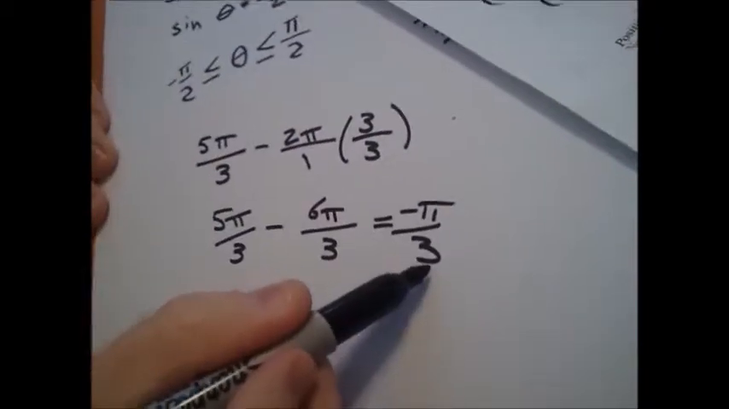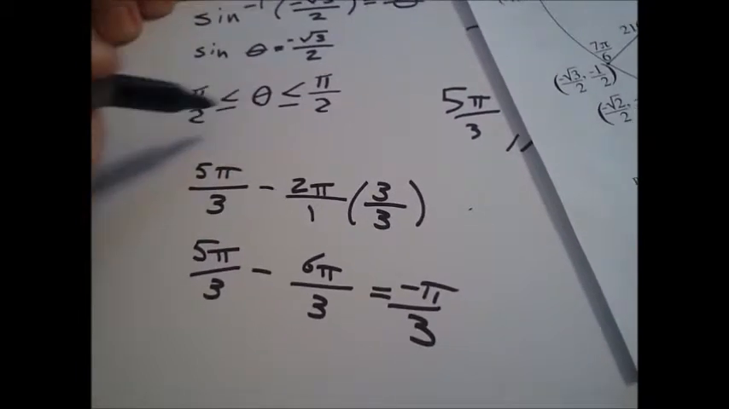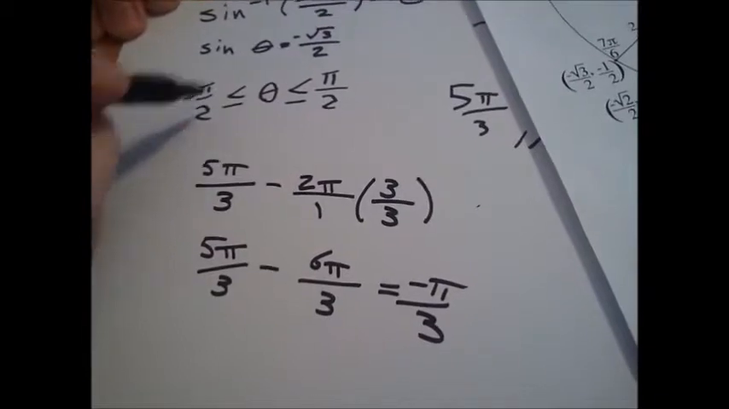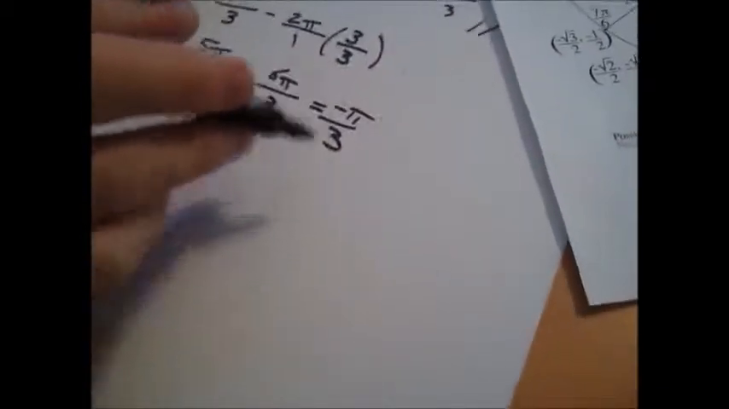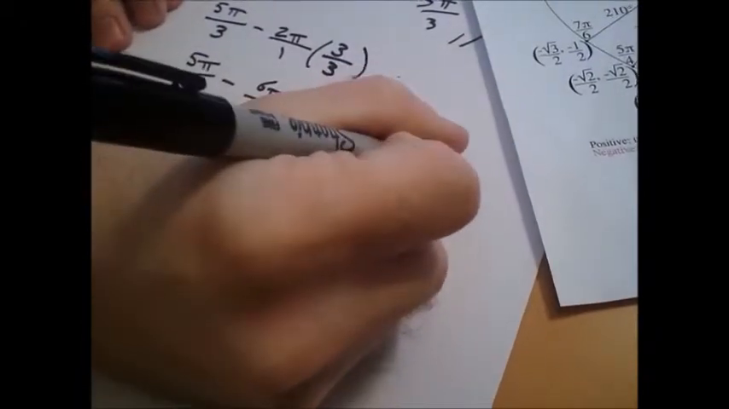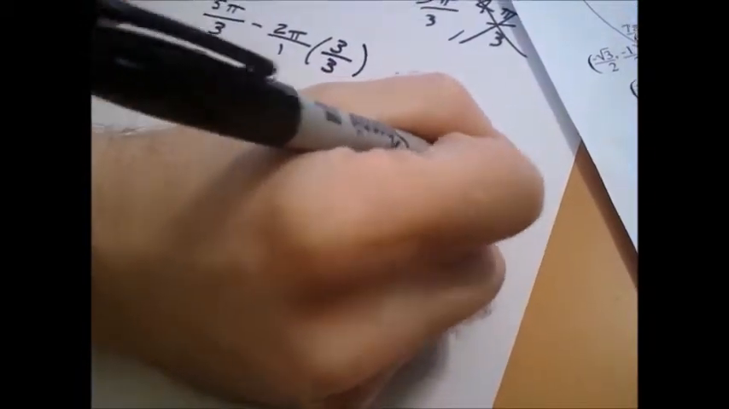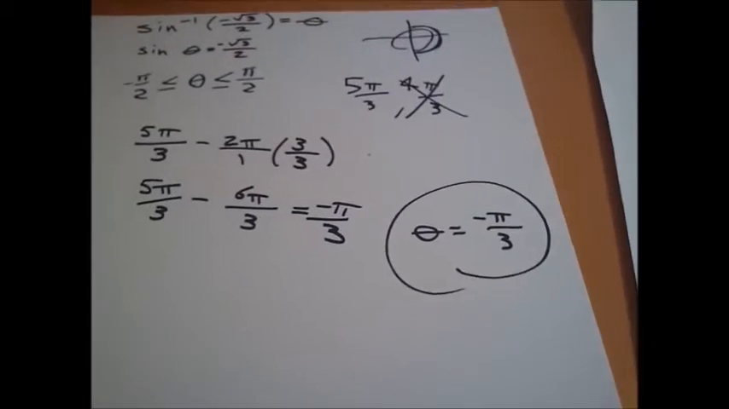Does this negative pi fit up here into our range? Absolutely. It is greater than negative pi over 2, and it's also going to be smaller than pi over 2. So our answer will be theta equals negative pi over 3. That's it.